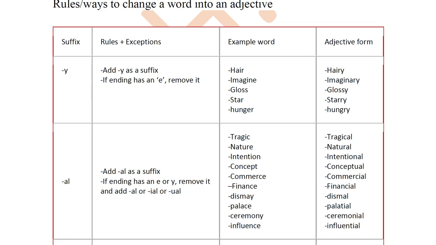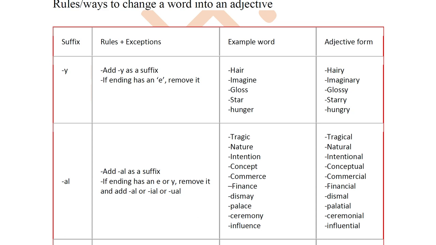Okay, hunger, hungry. Now moving on to the next one, adding al as a suffix. If it has an ending E or Y, remove it and add AL or IAL or UAL. So there are three ways you can add this AL. Just AL, you can add IAL or you can add UAL. But if it's ending with E or if it's ending with Y, you have to remove it and then add AL, IAL or UAL. Okay, let's see the examples. Tragic, tragical. See there, you just added AL over there. Nature, here you have to remove the E, remember? So natur, and instead of E, you add AL.